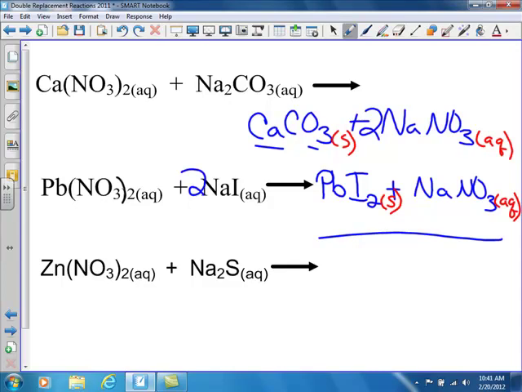And your product should be ZnS plus NaNO3. Okay, and then fill in which one's aqueous, which one is solid. I kind of have NO3 on all of these by accident. So NaNO3 is the aqueous, ZnS is the solid. Okay, so that's double replacement reactions, but you're not done.